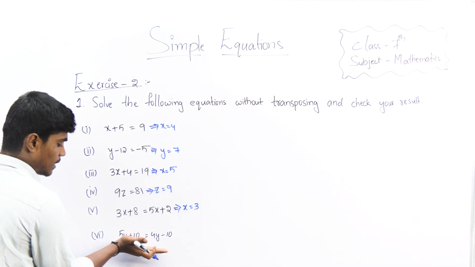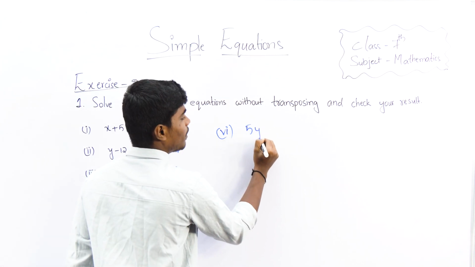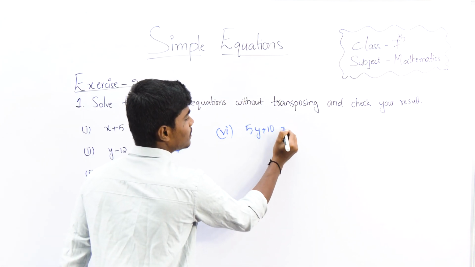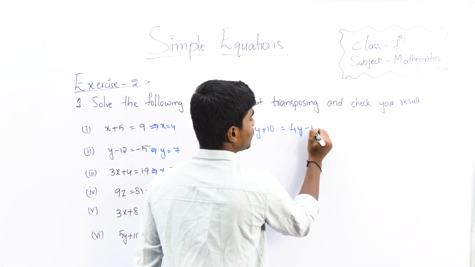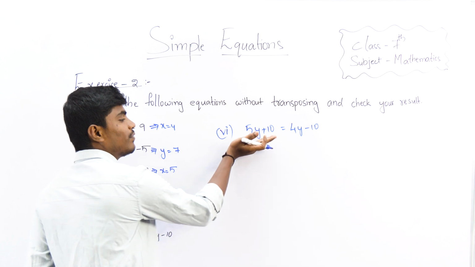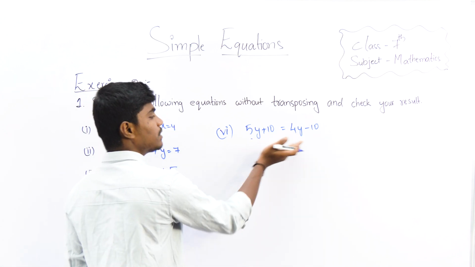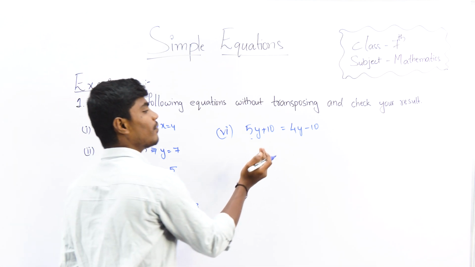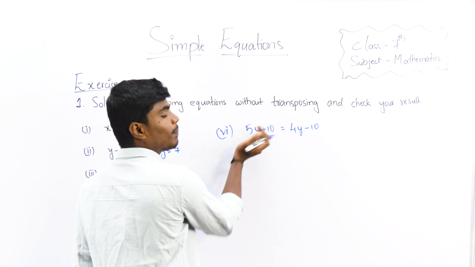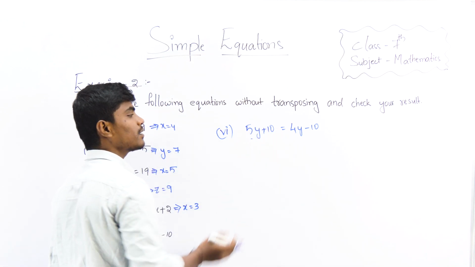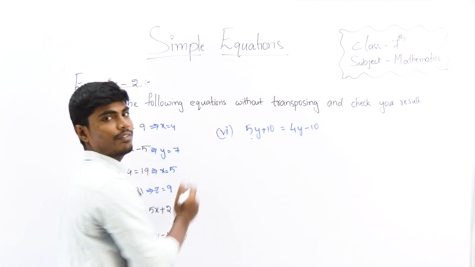Now, sixth problem. 5y plus 10 is equal to 4y minus 10. See, on the left hand side we have 5y, on the right hand side we have 4y, meaning on both sides we have y. So here what do we have remaining? See, here on the left hand side we have plus 10. So we will subtract 10 from the left hand side so that the remaining will be 5y.